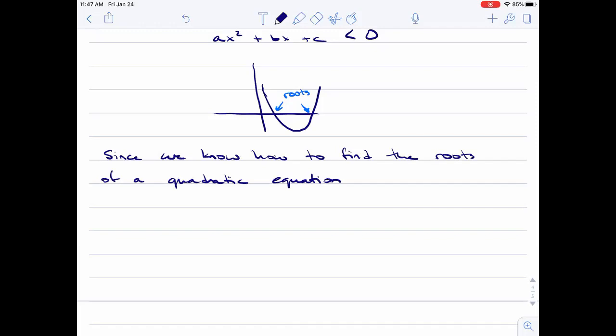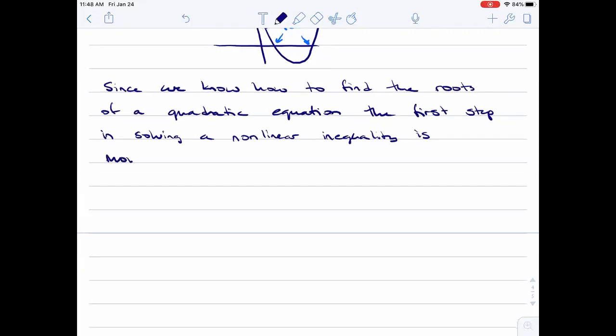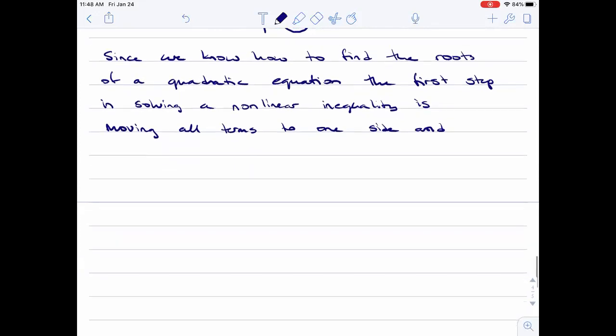The first step in solving a nonlinear inequality is moving all terms to one side, leaving 0 on the other side.